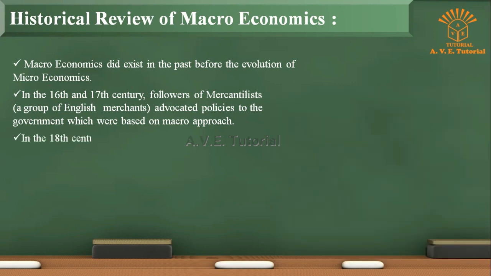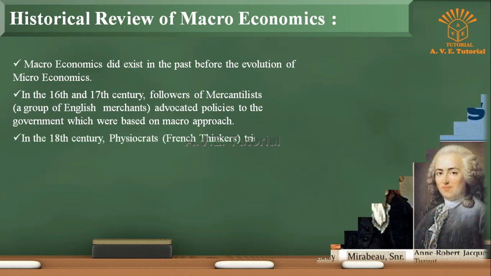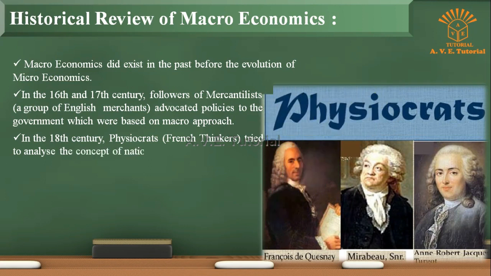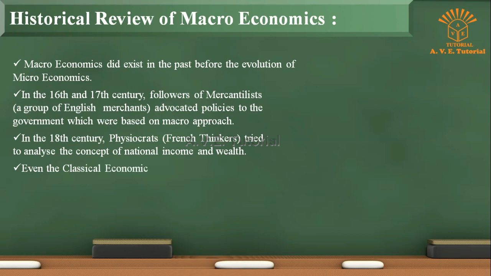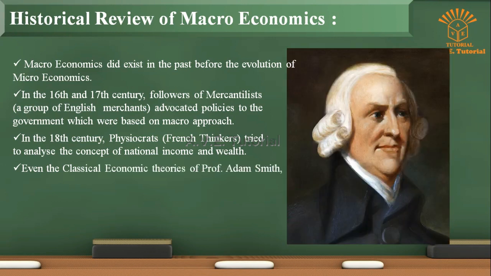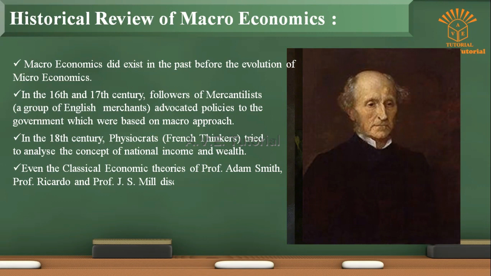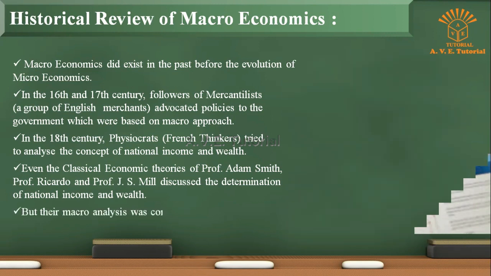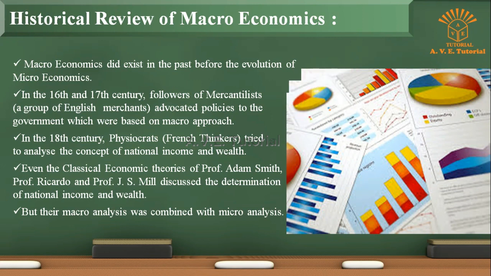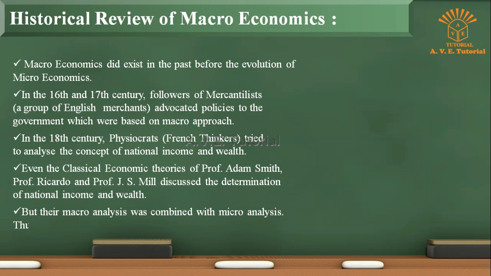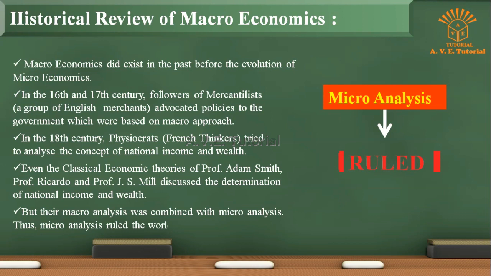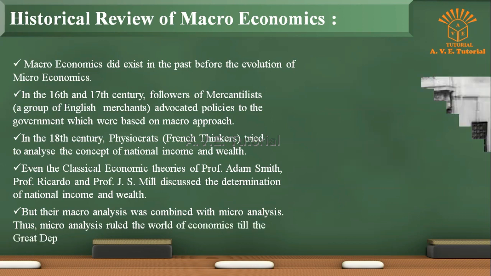In the 18th century, physiocrats, French thinkers, tried to analyze the concept of national income and wealth. Even the classical economic theories of Professor Adam Smith, Professor Ricardo and Professor J.S. Mill discussed the determination of national income and wealth. But their macro-analysis was combined with micro-analysis. Thus, micro-analysis ruled the world of economics till the Great Depression of 1930.